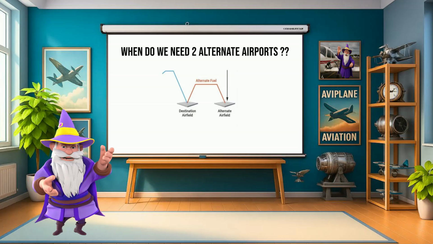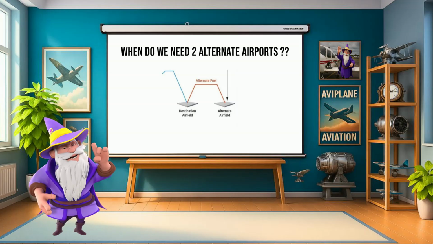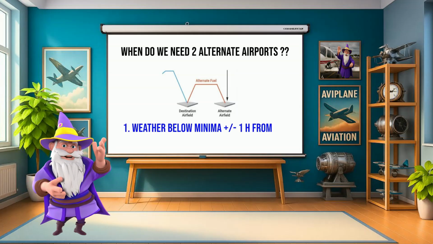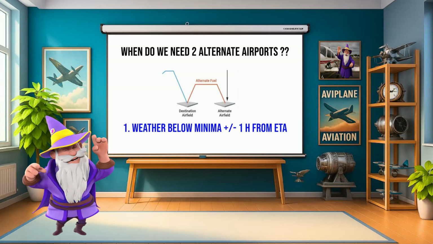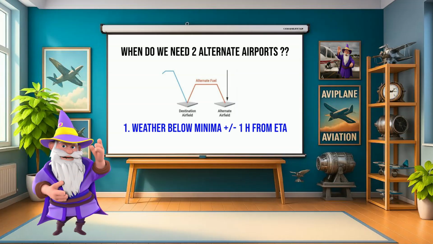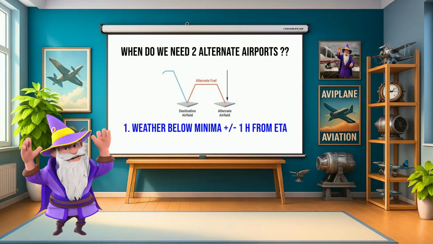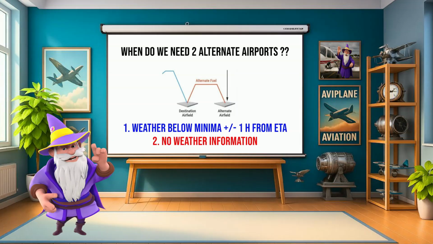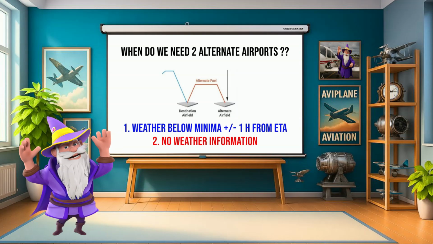And when do we require two different destination alternates? Well, we do in these two cases. 1. When the weather report and forecast at our destination 1 hour before and after our estimated time of arrival is below minima. And 2. When no meteorological information is available at the destination airport.